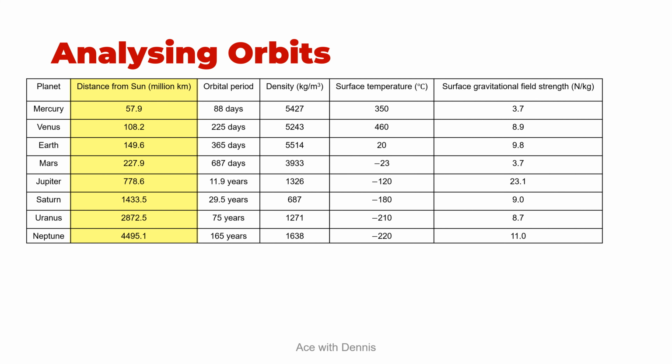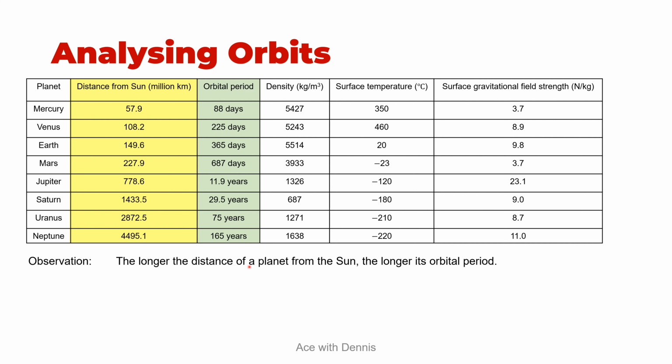First, let's compare the distance from the Sun with the orbital period. As you can see from here, the orbital period is getting larger and larger when the distance from the Sun is getting bigger and bigger. Hence, the observation that we can see here is that the longer the distance of a planet from the Sun, the longer its orbital period.